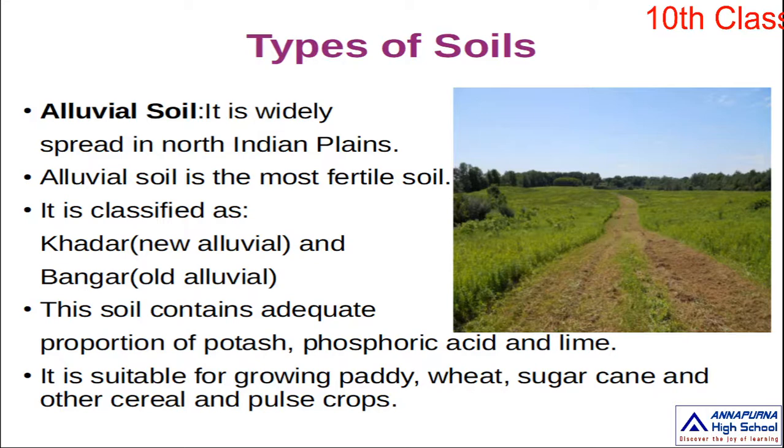Khadar is also called newer alluvium, and Bangar is also known as older alluvium. These two are the parts of alluvial soil. This soil contains an adequate proportion of potash, phosphoric acid, and lime, which are the important things found in the soil.